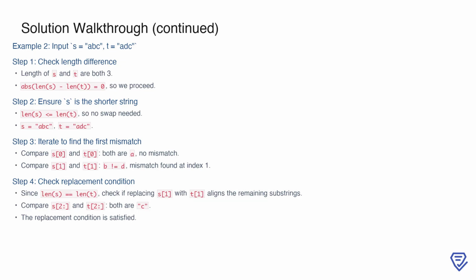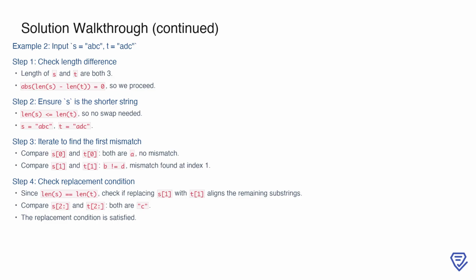In the second example, the input strings are s equals abc and t equals adc. First, we check the length difference. Both strings have a length of 3, so the absolute difference is 0, and we can proceed. Next, we ensure that s is the shorter string. Since the lengths are equal, no swap is needed, so s remains abc and t remains adc. Now, we iterate through the strings to find the first mismatch. At index 0, s[0] and t[0] are both a, so there's no mismatch. At index 1, s[1] is b, and t[1] is d, which gives us a mismatch at this position.